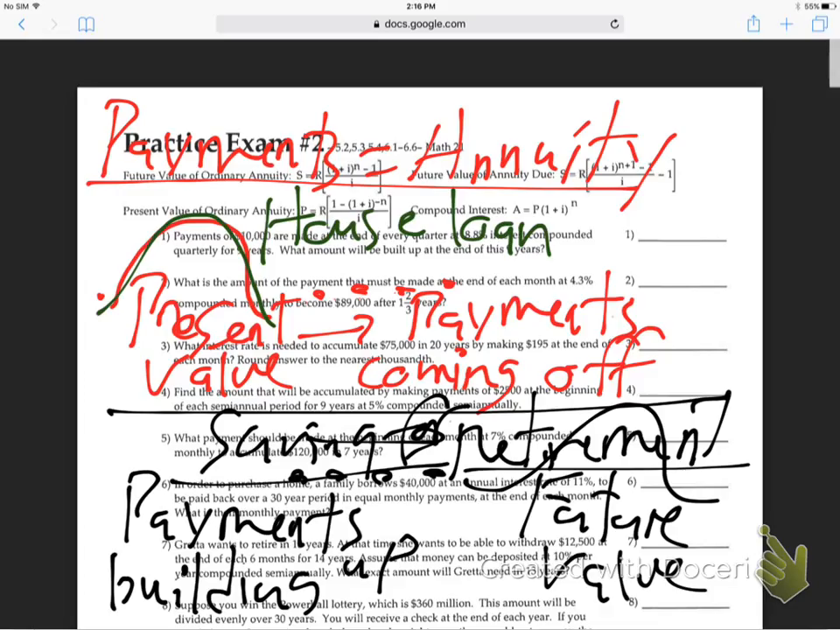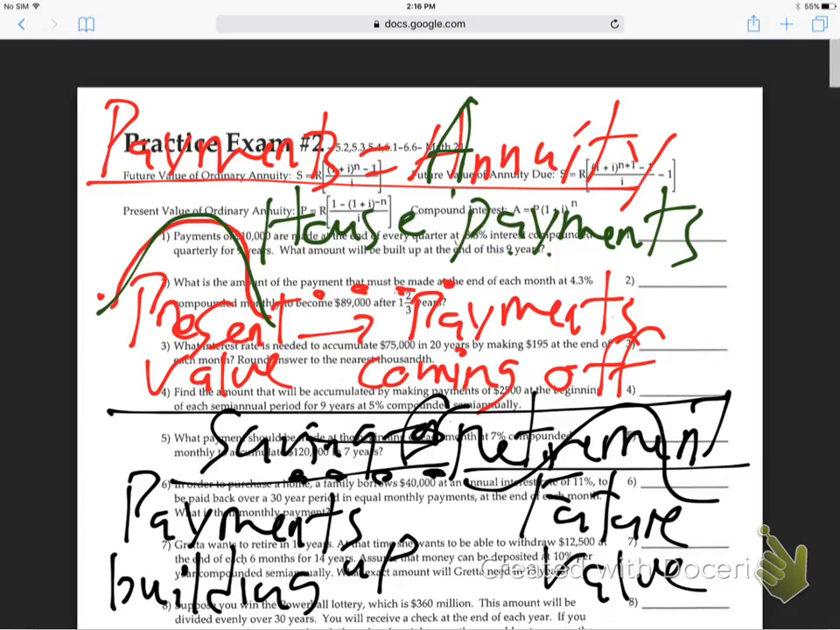Now, you know, payments equal annuity. That's an A up there. Payments equal annuity, and present value is like house payments or car payments, because the payments are coming off of the pile, and saving for retirement is a future value.